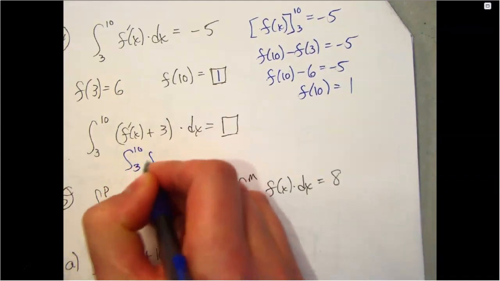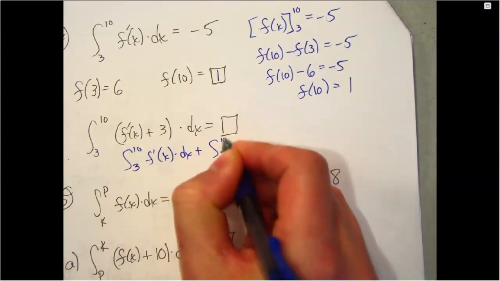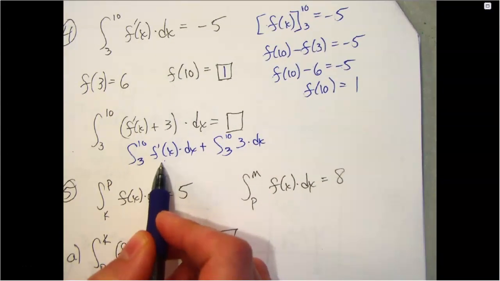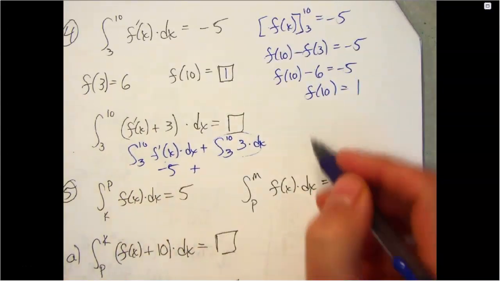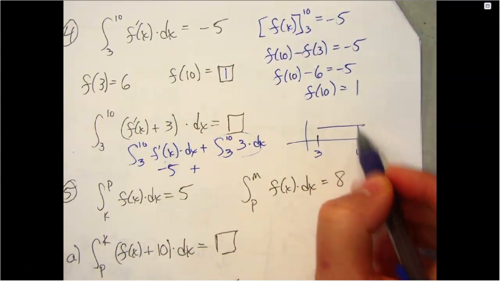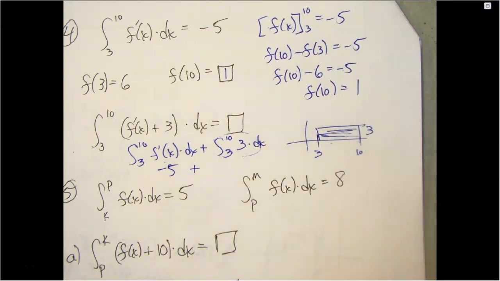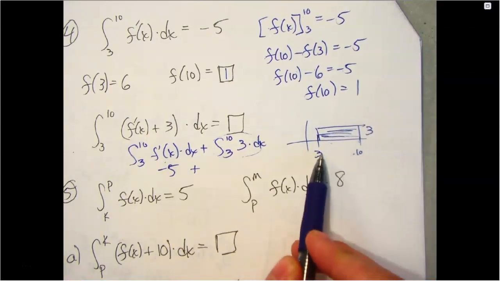This one needs to be split: the integral from 3 to 10 of f prime of x plus the integral from 3 to 10 of 3. The integral from 3 to 10 of f prime, I know. They told me that up there is -5. Plus, you do this 2 ways. One is just kind of think about it. You built a rectangle from 3 to 10 with a height of 3. So what's the size of that rectangle?